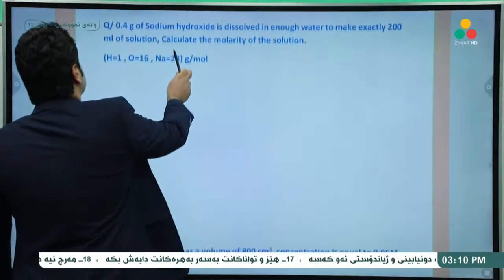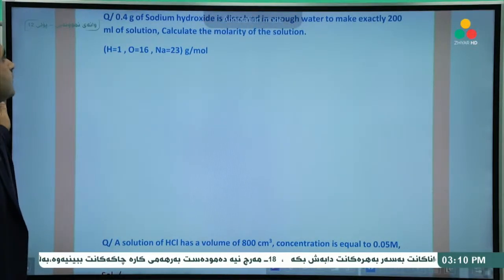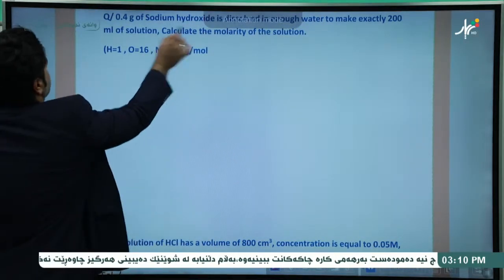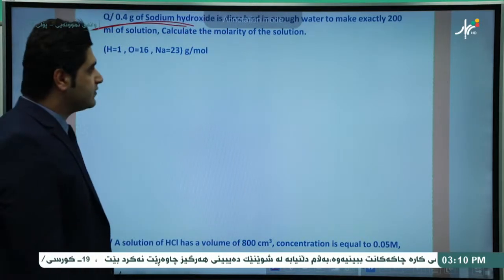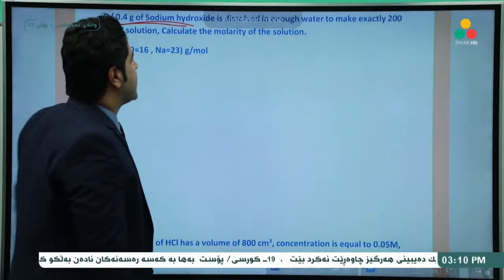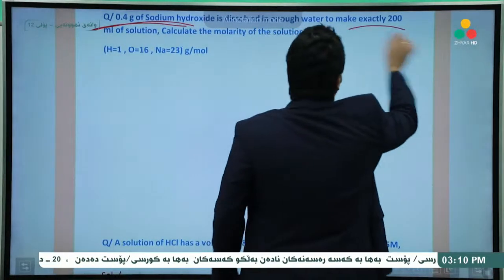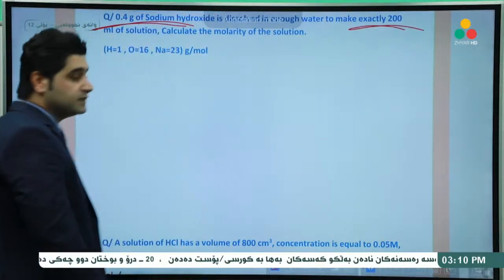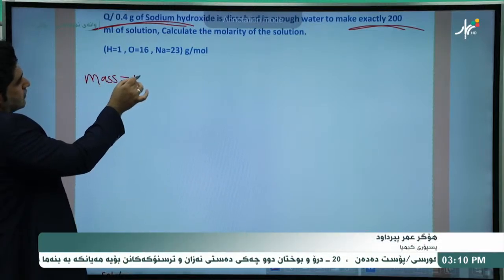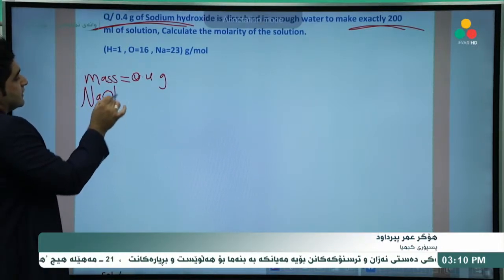Good. Another question. We have 0.4 grams of sodium hydroxide. This is the mass of sodium hydroxide, NaOH, dissolved in enough water to make exactly 200 milliliters of the solution. Look, this is volume, but in milliliter or liter? In milliliter. Look, we have mass. Mass is equal to 0.4 gram of NaOH, sodium hydroxide.